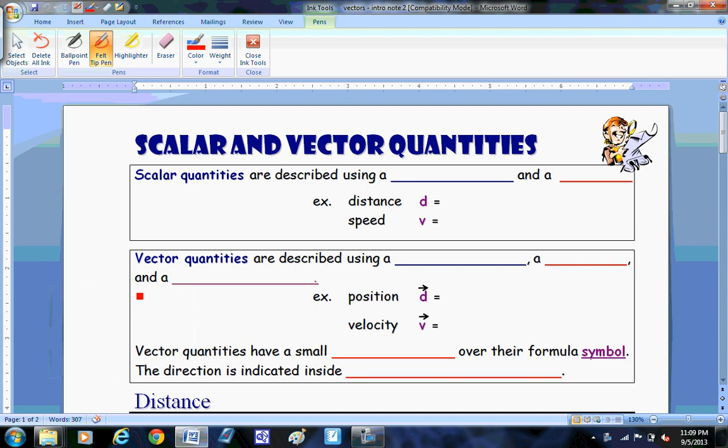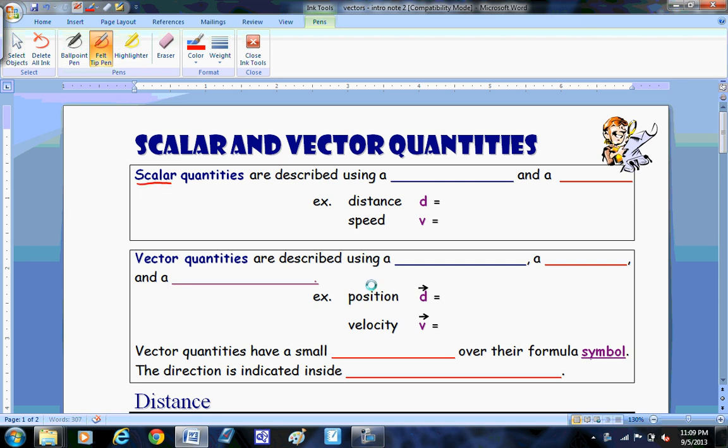All right, ladies and gentlemen, I'd like to welcome you to this note on scalar and vector quantities. What we're looking at is two different types of measurements that we can be making. And basically the big difference is direction, so we'll see those in a bit. So the first thing is we have these scalar quantities.